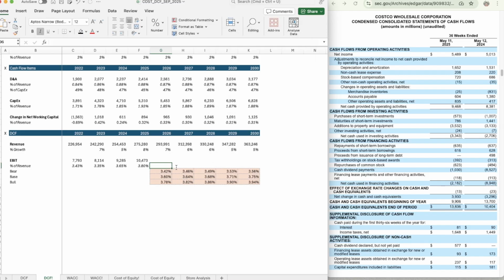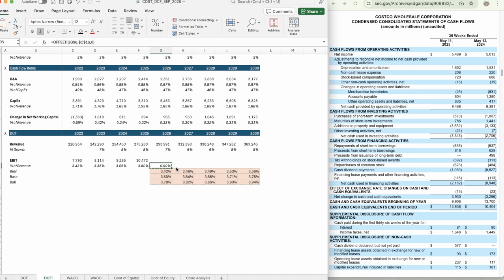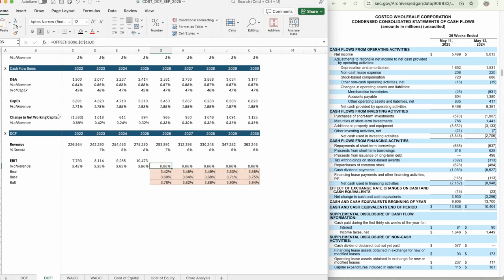Oh, sorry, because I didn't put offset. Equals offset the cell we're in, G96, C16, then the 0 at the end. You have to put the 0 in, otherwise it doesn't work. No, why have I got... no, so sorry, let me just do this again. So equals offset. We're on G96. Lock it in for cell C16. There we go. Sorry about that.